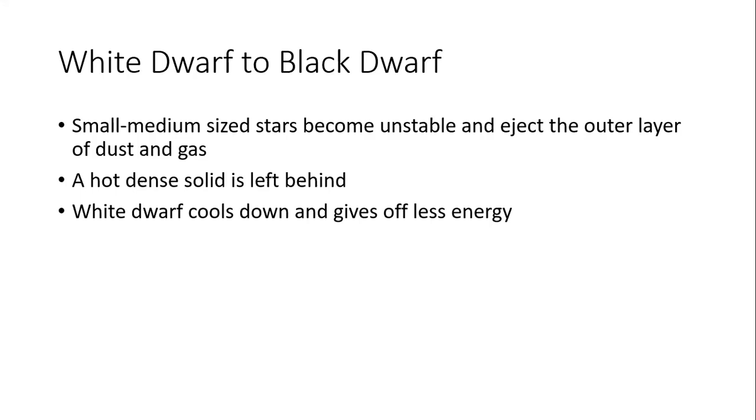And this is the outer layer. That's what makes the white dwarf bright. It's because it's got dust and gas and it's spewing it out of itself into space. That's why it shines so brightly.